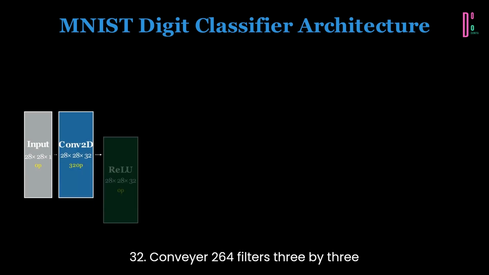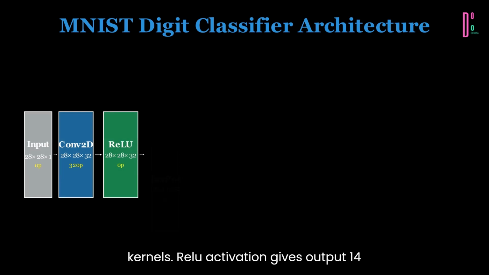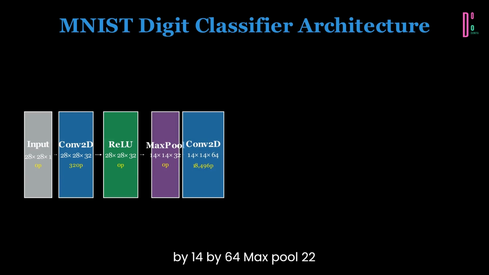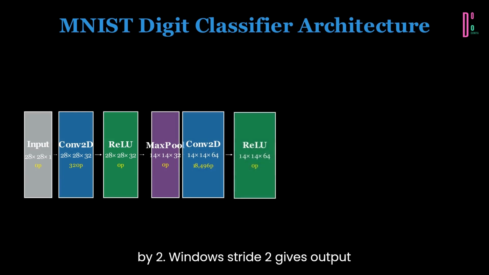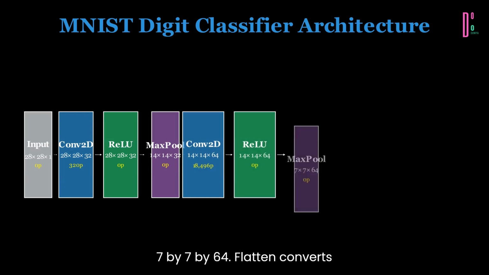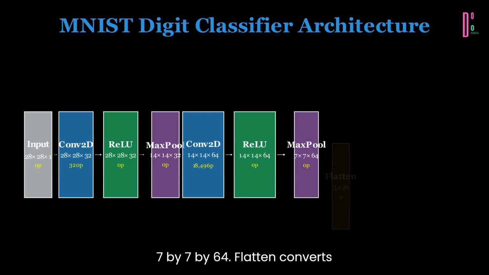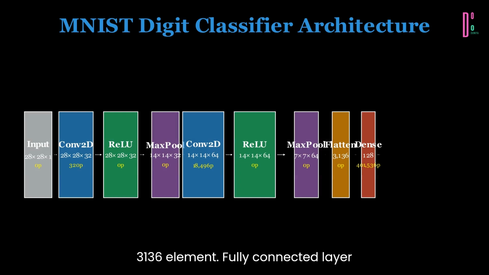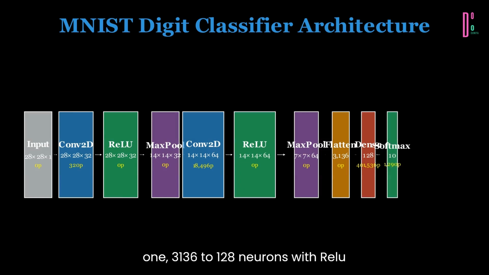Conv layer 2, 64 filters, 3 by 3 kernels, ReLU activation gives output 14 by 14 by 64. Max pool 2, 2 by 2 windows, stride 2 gives output 7 by 7 by 64. Flatten, convert 7 by 7 by 64 tensor to 3136 element vector. Fully connected layer 1, 3136 to 128 neurons with ReLU activation. Fully connected layer 2, the output layer, 128 to 10 neurons with softmax activation.